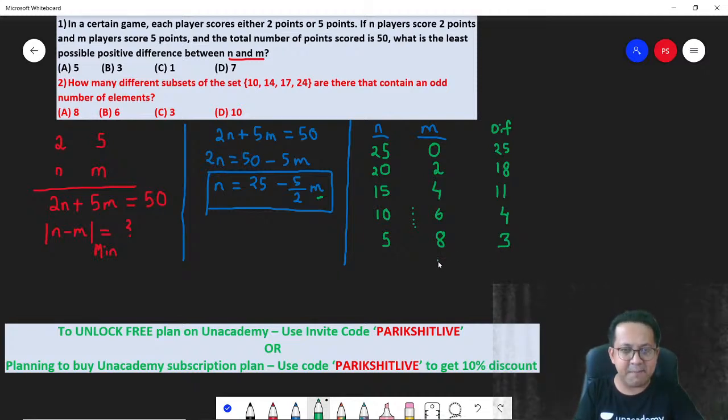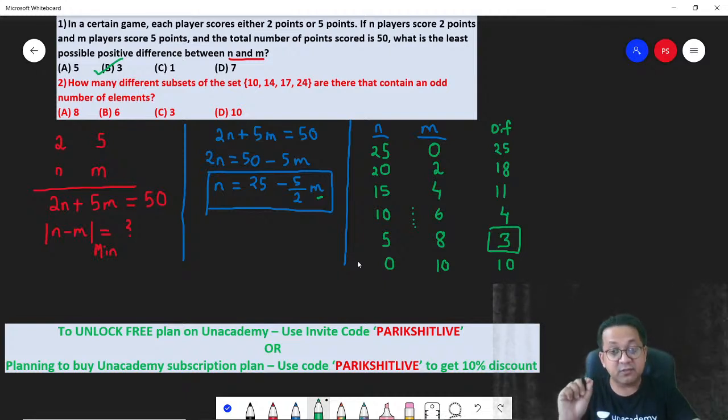Next, if you take M as 10, the second term will become how much? 25. This is 0. Now it increases again. So the minimum difference is out here, which is option B. What is the minimum difference?